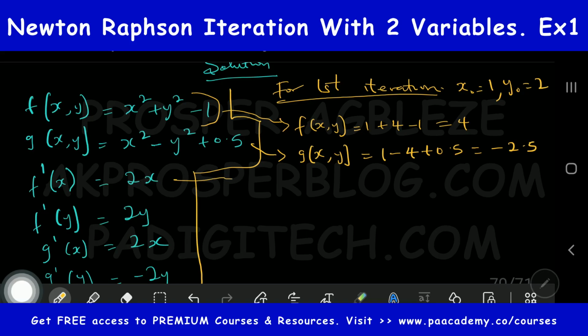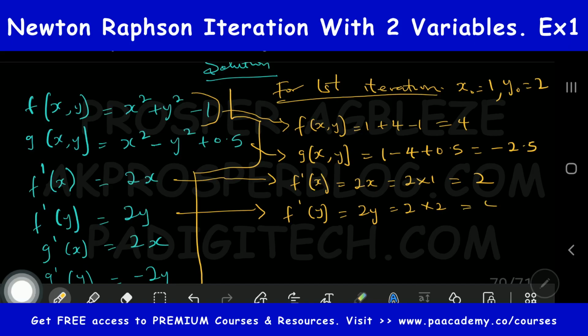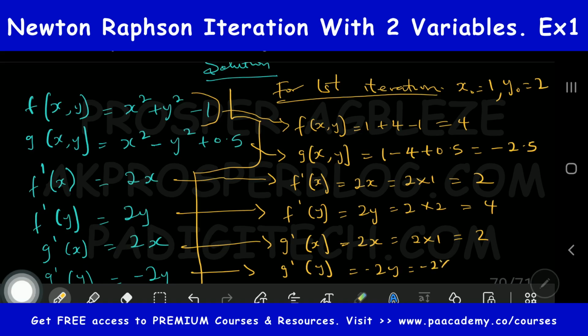Now f prime of x, which is 2x, is 2 times 1, which equals 2. f prime of y, which is 2y, is 2 times 2, which is 4. For g prime of x, we've gotten it to be 2x, which is 2 times 1, equals 2. And for g prime of y, which equals minus 2y, that is minus 2 times our y of 2, which equals minus 4.